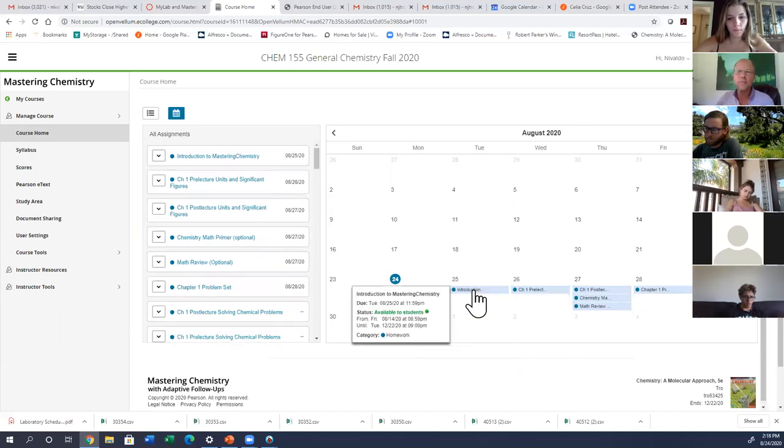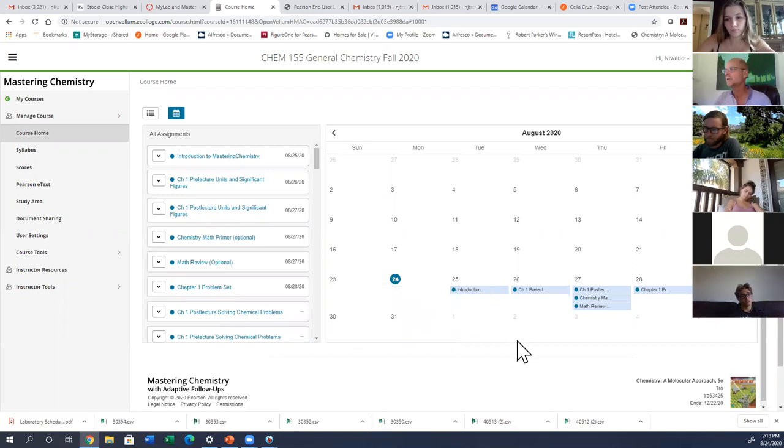So introduction to Mastering Chemistry. That is for zero credit. It doesn't count for anything in terms of your grade, but I would like you all to do that so you understand how to use Mastering. If you don't do this and you make mistakes with Mastering, then you're gonna lose credit on your other assignments, right? So you gotta understand how to use Mastering in order to do your assignment. So this is totally on you to make sure you do this, and I would suggest doing it as soon as you can, right? Because then you can start working on the assignments.